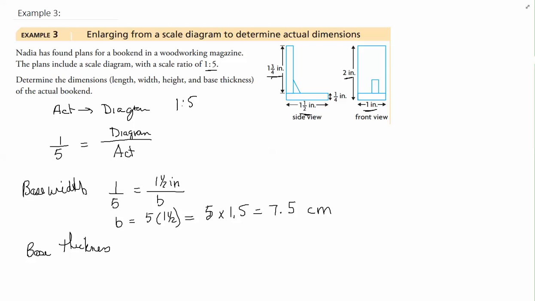And I'll call that T. So again, 1/5 is equal to the base thickness, which is 1/4 inch over T. And so T is equal to 5 times 1/4, which gives us 1.25, and that would be in inches. Let me just correct myself. I wrote centimeters here, but it's going to be in inches.